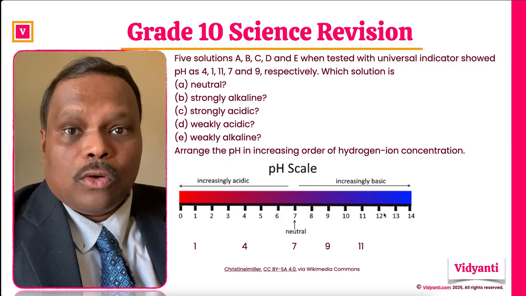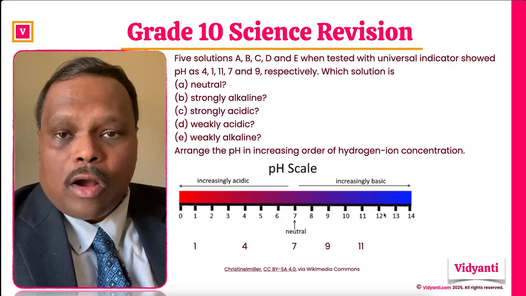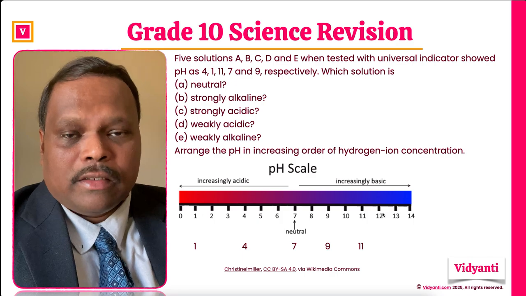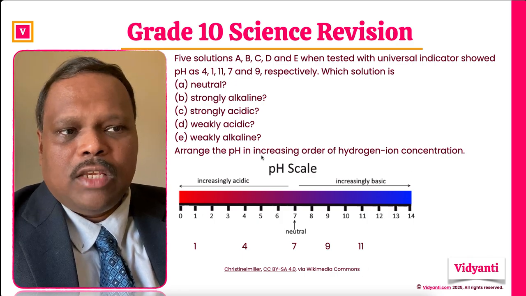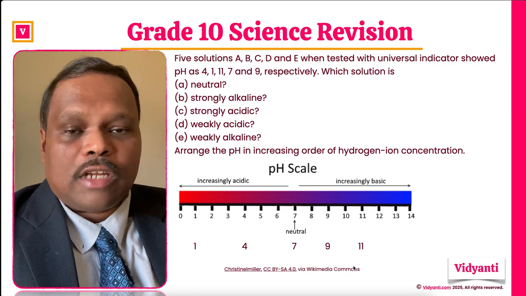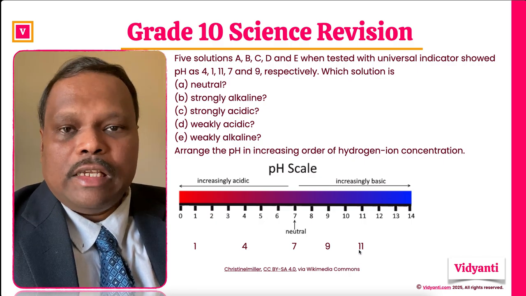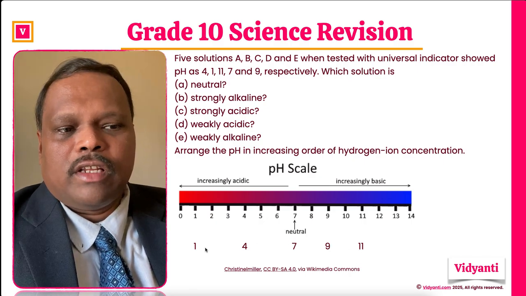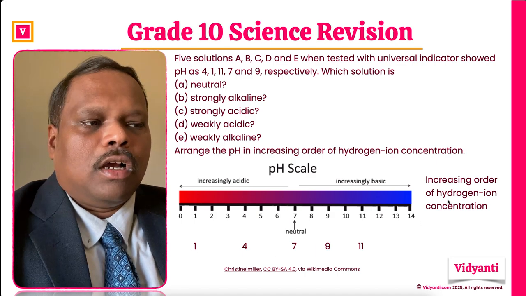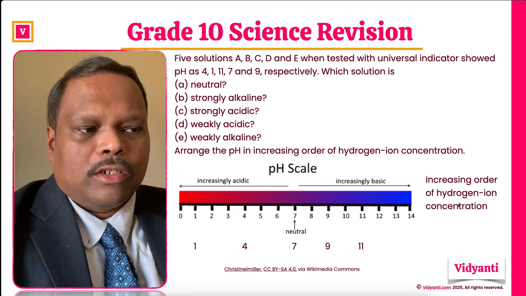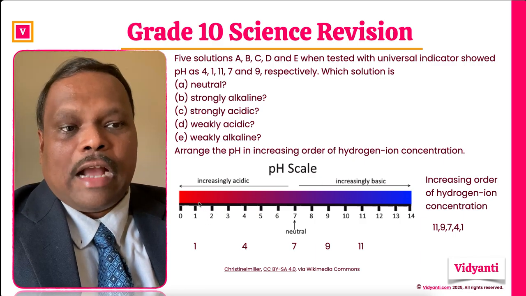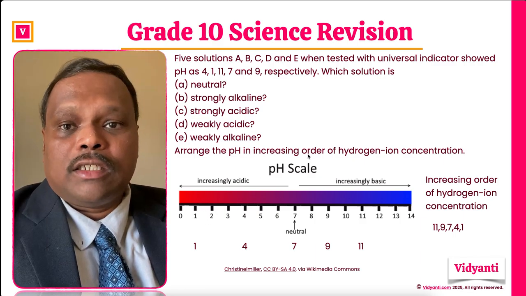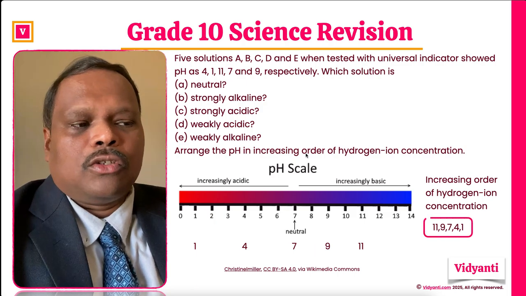So if you want to arrange them in the ascending order of hydrogen ion concentration, remember what the keyword is: increasing order. So we should start with the least one, that's pH 11, then 9, then 7, then 4, and then 1. So for the increasing order of hydrogen ion concentration, you start with 11 and then go from right to left, because this is higher concentration, and they have asked us for increasing order. So that will be your solution.